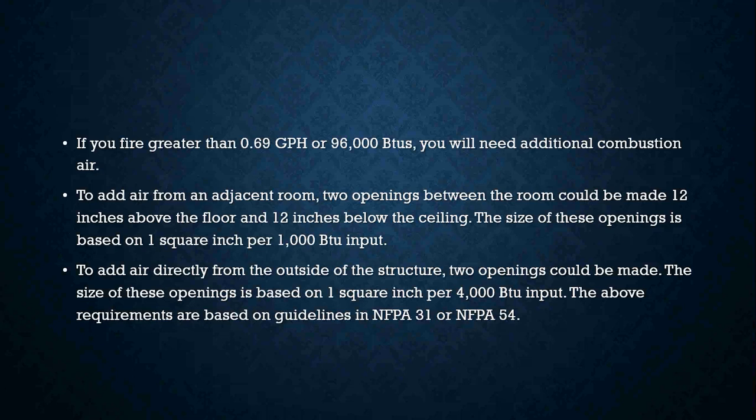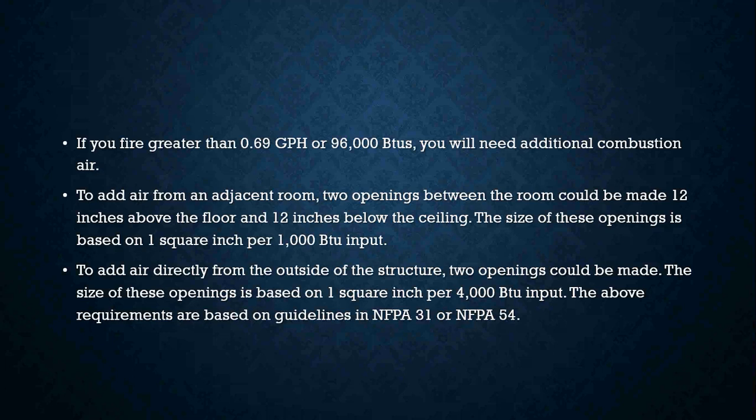There are 2 ways we can do that. If we're going to add air from an adjacent room of this confined space, you have to have 2 openings between the rooms, and they can be made 12 inches above the floor and 12 inches below the ceiling. The size of these openings is based on 1 square inch per 1,000 BTU input.